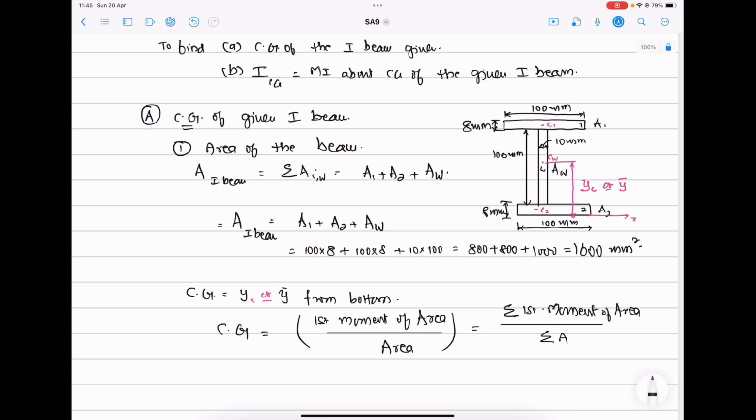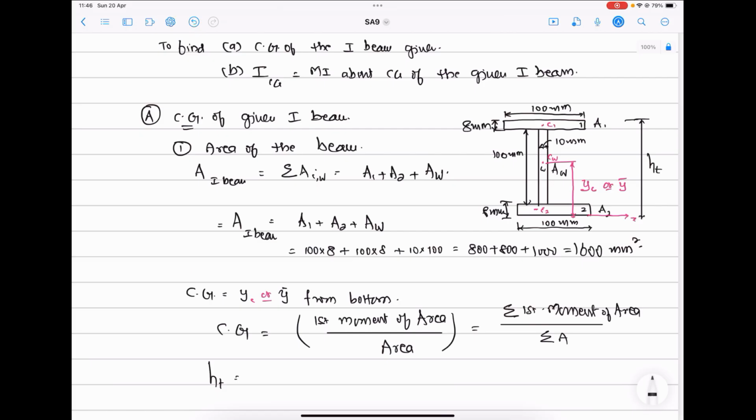In this particular instance, this beam is symmetrical about y-axis and also x-axis. When something is symmetrical about x-axis, the center of gravity lies in the center of the total height of the beam. Please understand, it is the easiest way to find. This is the total height. What is the total height of the beam from x-axis?